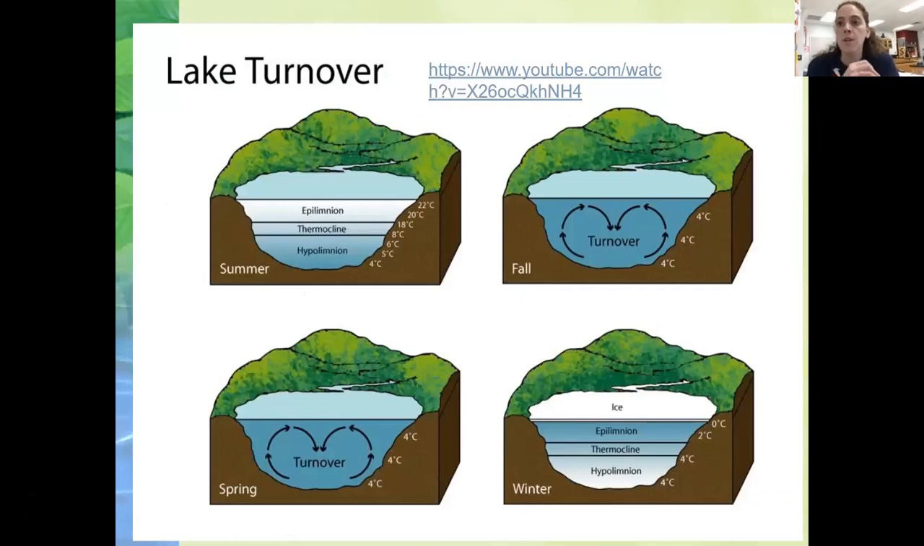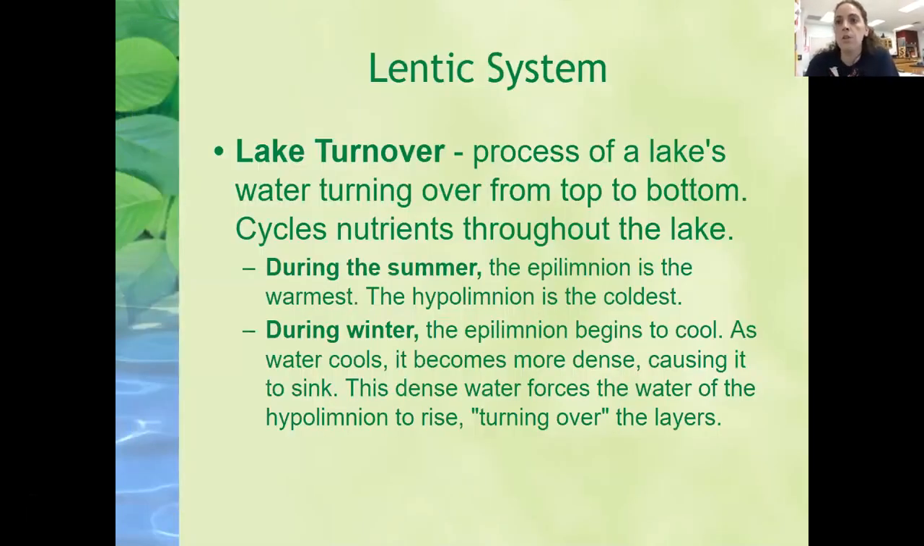So with our stratification, we get an event called turnover. So what turnover is, it's the process of a lake's water turning over from top to bottom. This helps to cycle nutrients and oxygen throughout the lake.